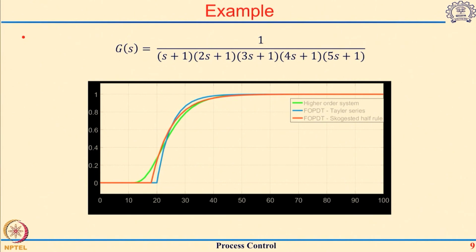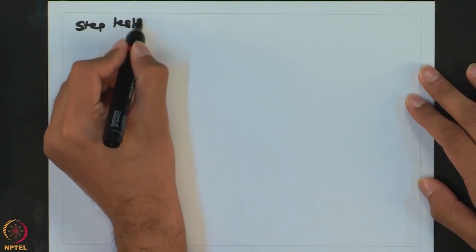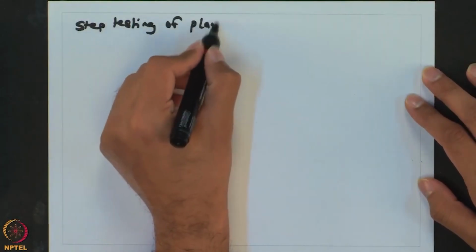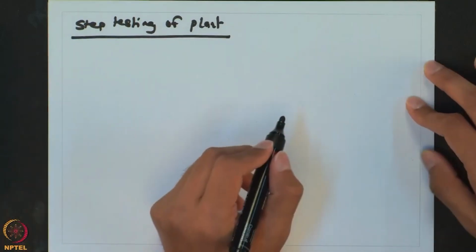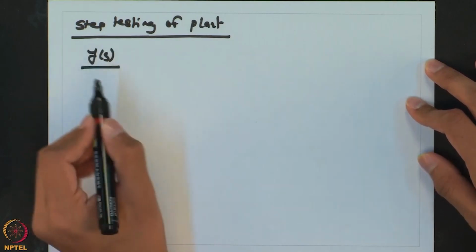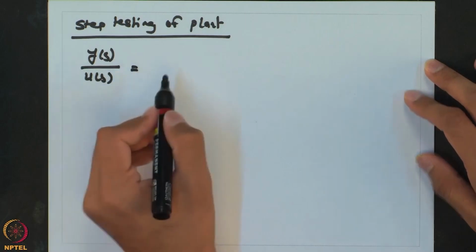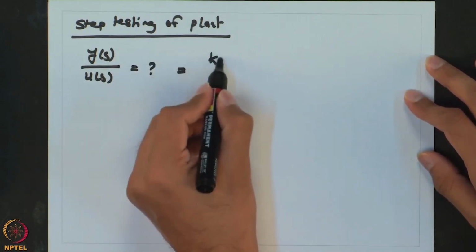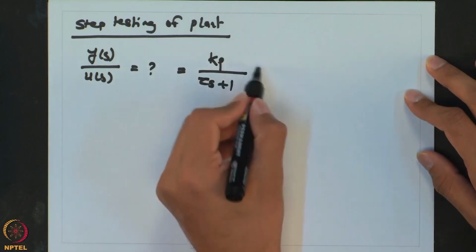Next, we look at if we don't have a transfer function representation of the process, but we have the actual process, and how do we come up with this first order plus dead time approximation. So in that case, what we do is known as step testing of the plant. So let us say we are interested in the relationship between, so its output is y and input is u, which we are going to represent as first order plus dead time model.